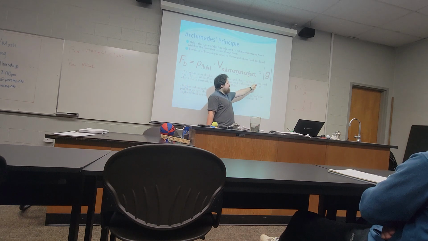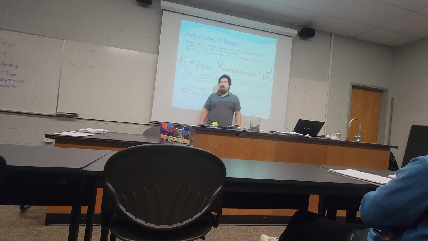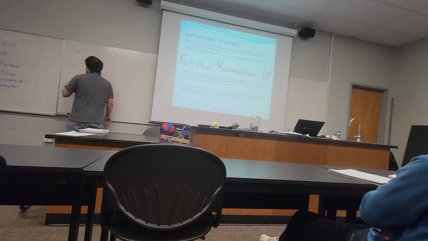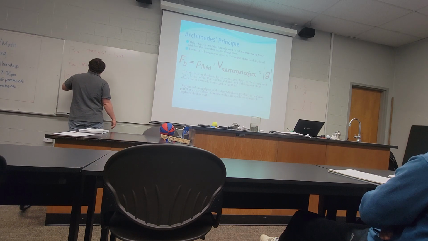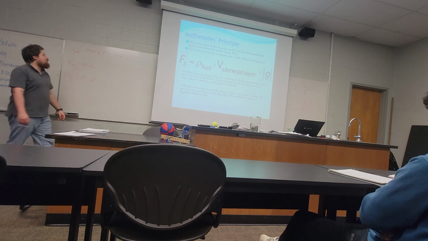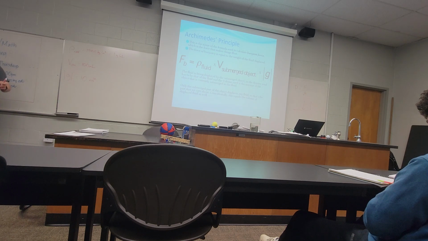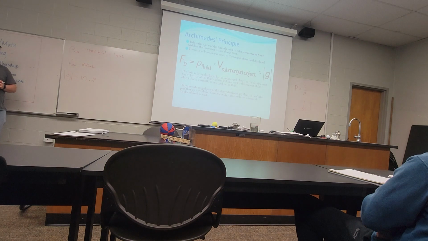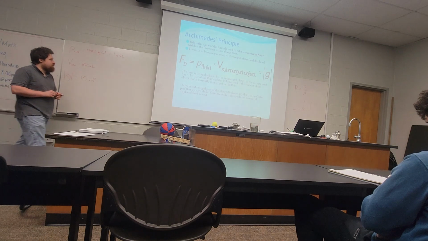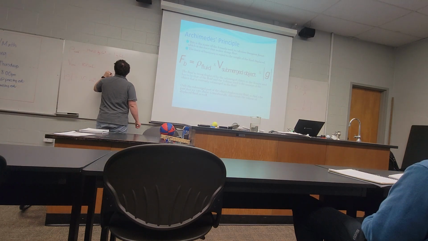And g, for the strength of gravity on this planet. We don't care about the negative because of those absolute value brackets. We just want the strength of the gravity. As long as you know those things, you can find the buoyant force on anything. Questions so far?